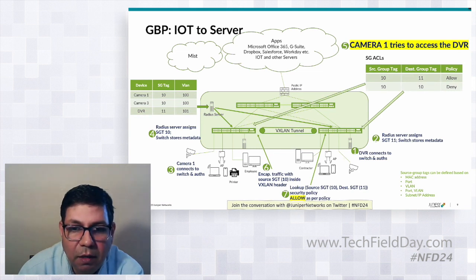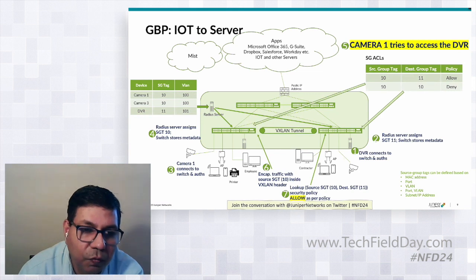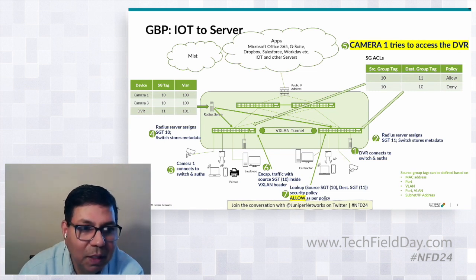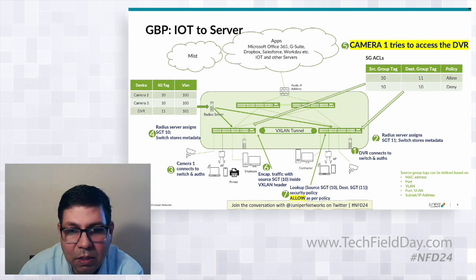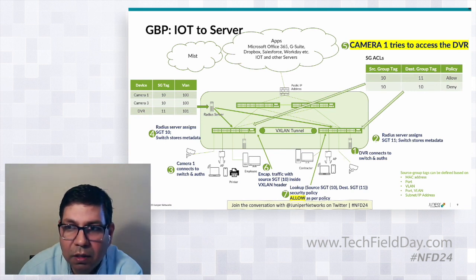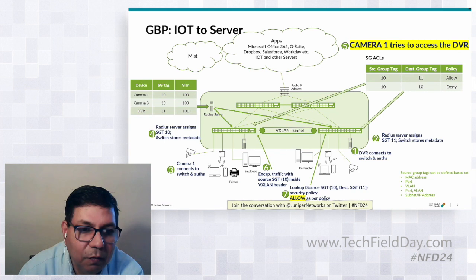And conversely, in a negative scenario, if for whatever reason a camera is trying to access another camera, both of them will have the same security group tag. In that case, when the egress switch looks at the packet, it sees a source security group tag of 10 and a destination security group tag of 10. Its policy says deny, and it will drop those packets right there. So no matter where the camera is attaching, where the DVR is attaching, where the other IoT devices are attaching, the policies follow those devices and users, and the switches do not have to be reconfigured.